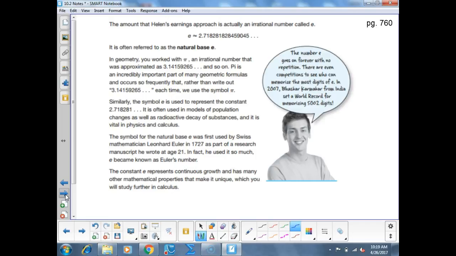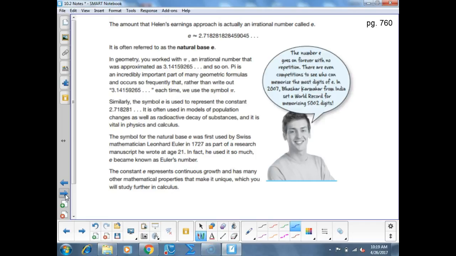if my name was Bakhar Karmakar, I would go out 5,002 places with it. So that's what the little thought bubble did. He memorized e out to 5,002 places. I don't know how you do that because that's a full-time job right there.